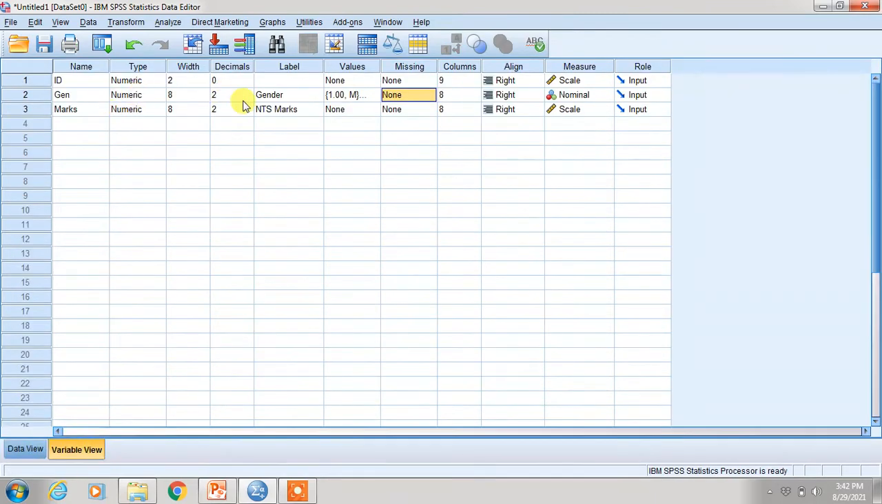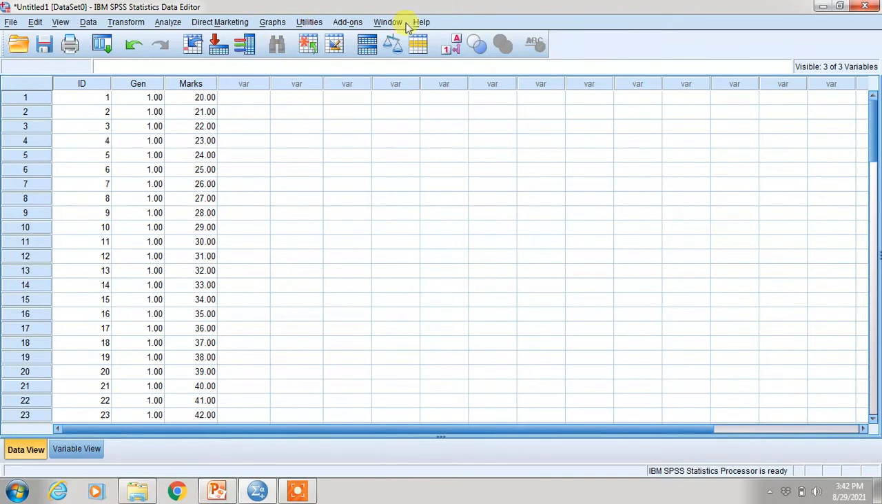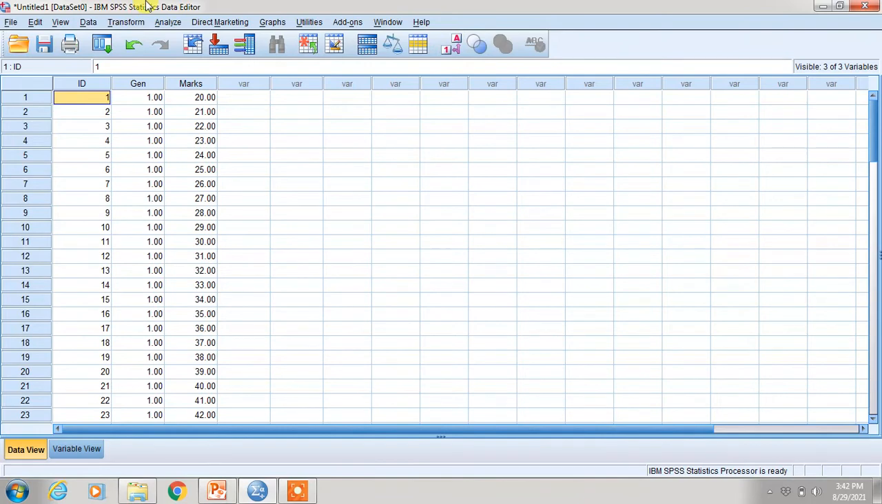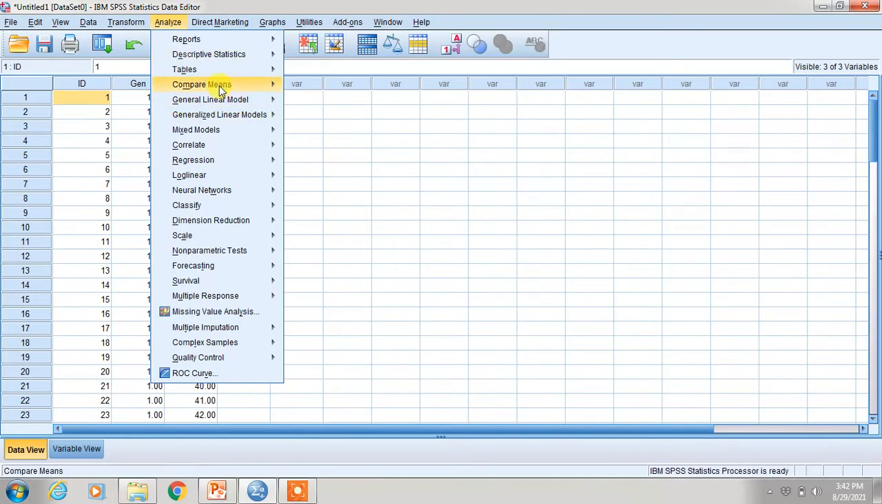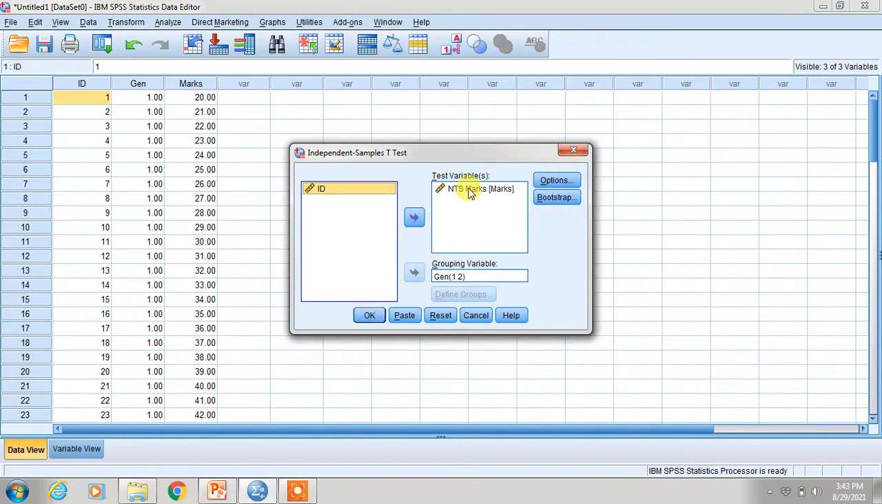We have defined it in gender: by 1 we mean male and by 2 we mean female. So now we are going to test whether the marks on average are the same across gender or not. We're going to analyze, compare means, independent sample t-test, because these groups are independent: the two groups differ on the basis of some different characteristics.